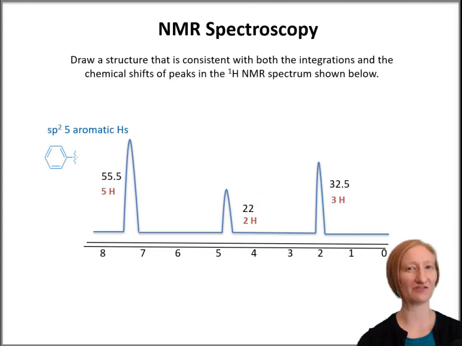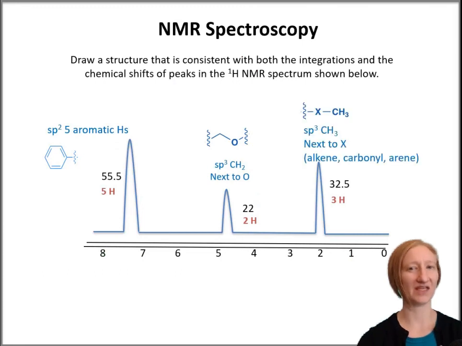The peak between 4 and 5 ppm is very far downfield, and so these protons must be next to something very electronegative. And when you see peaks around 4 or 5 ppm, these are very often protons next to an oxygen. Because the signal integrates to two hydrogens, this is a CH2 group, and it's next to an oxygen. Finally, the peak at 2 ppm indicates that this group is next to something like an alkene, a carbonyl, or an arene. It integrates to 3 hydrogens, and so this is a CH3 group next to a carbonyl, arene, or alkene. I'll call that X.